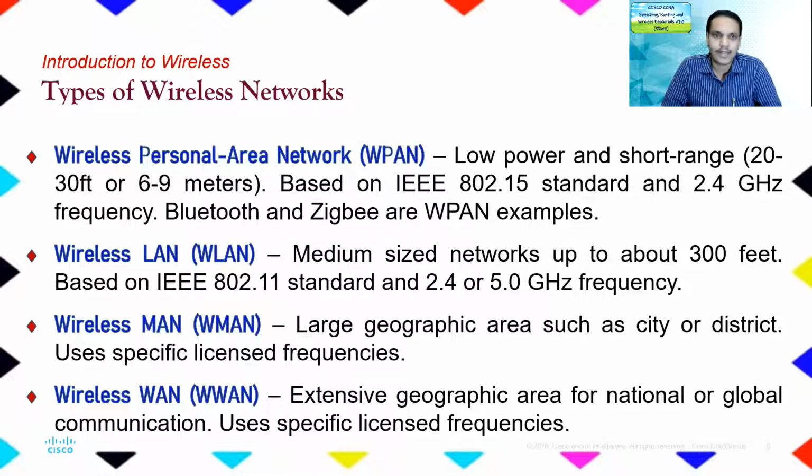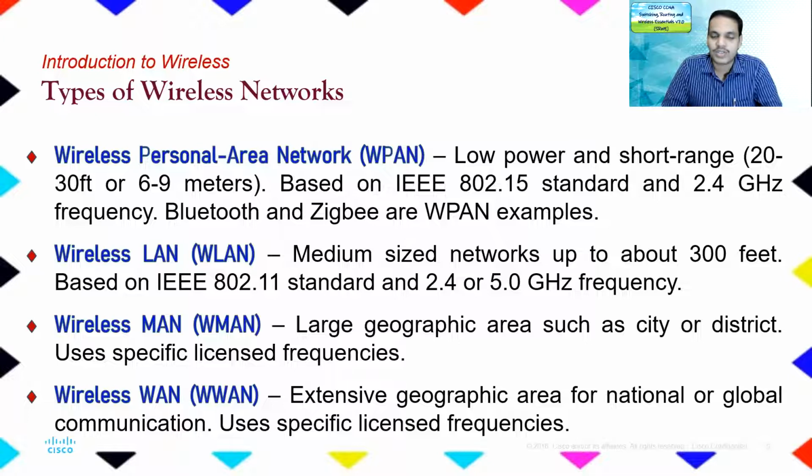The second category comes from WLAN or wireless LAN. These are medium-sized networks of up to about 300 feet. This is solely based on the IEEE 802.11 standard, and it works in either the 2.4 or 5 gigahertz frequency. The third one is the wireless MAN, which covers a large geographical area such as a city or a district, and they use specific licensed frequencies.